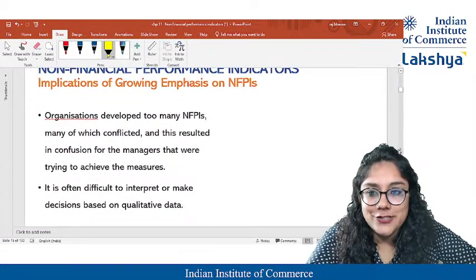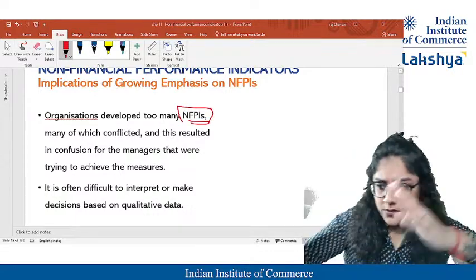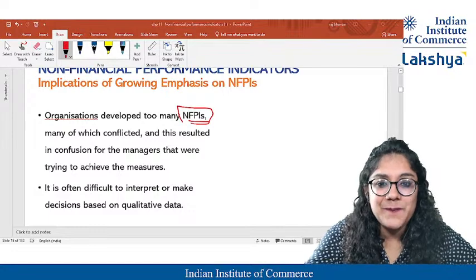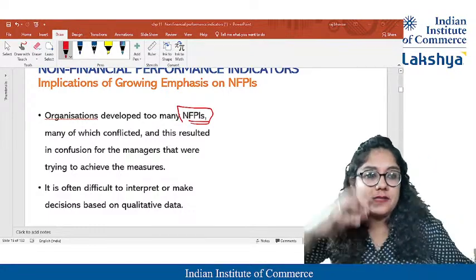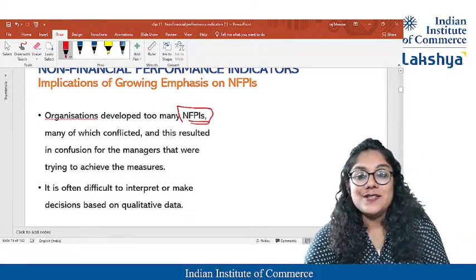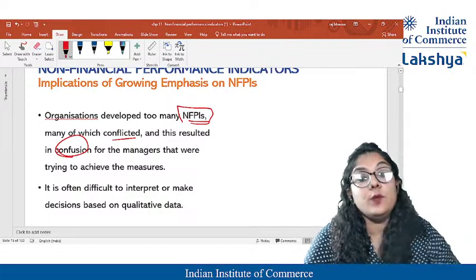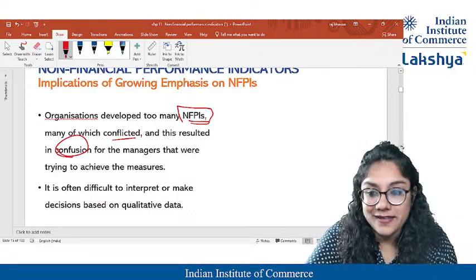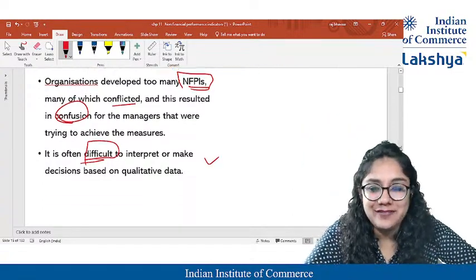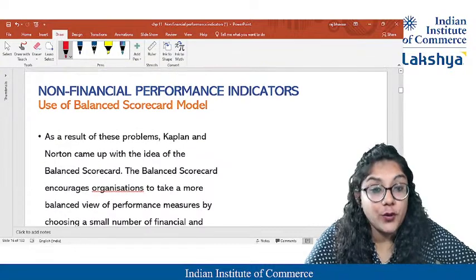Second, the organization develops too many NFPIs, very many. Okay, this is also my non-financial performance indicator. Even this, every time it is not so easy to find out, yeah? Which may be in conflict, which maybe, like for somebody it is acceptable, but for somebody else it isn't. So many of which conflicted, and this resulted in confusion for the manager who was trying to achieve exactly what the measurements wanted. And at times it is difficult to interpret or to make decisions based on the qualitative data. Cool? Easy?